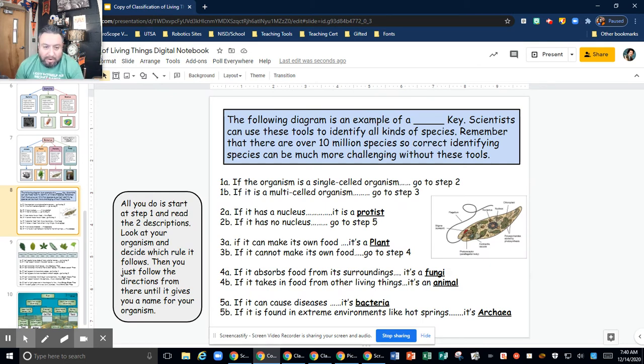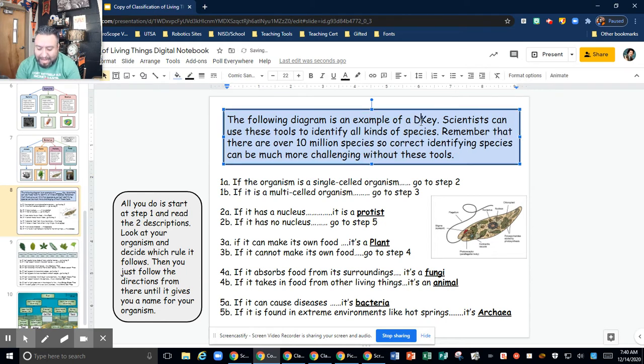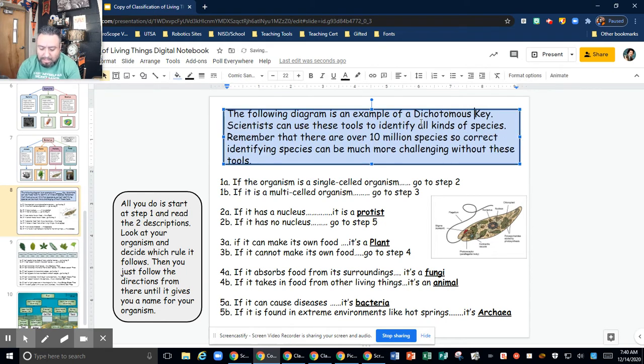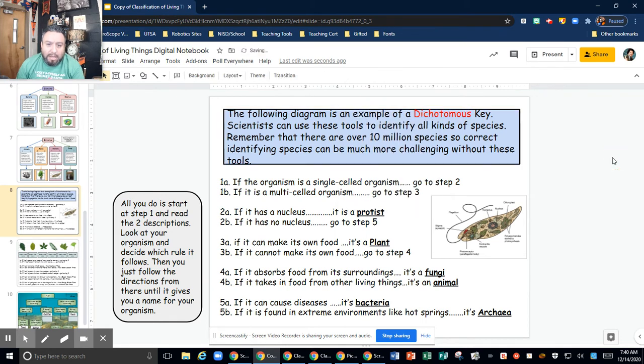All right, so now here's what we're getting into. We're getting into this thing right here. This is the whole reason why we had to review. We are going to be learning something called a dichotomous key. All right, dichotomous key. Let me go ahead and make that word red, that way you can see it while you are writing in your notes. Okay, a dichotomous key. Now, this is a tool that scientists use.